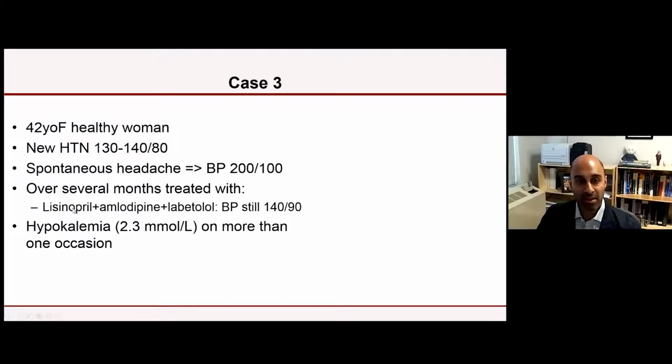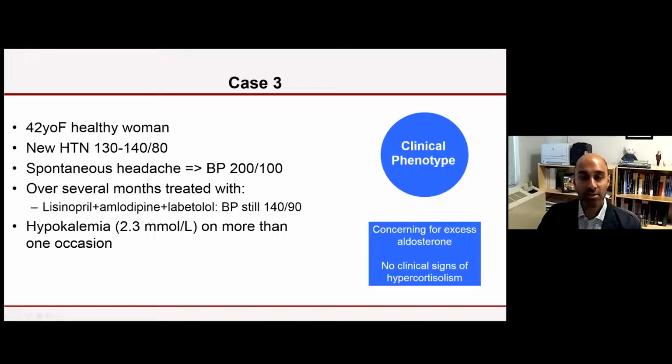And over several months, her antihypertensive regimen is escalated to lisinopril, amlodipine, labetalol, but her blood pressure is still 140 over 90. And on more than one occasion, she's had hypokalemia, pretty substantial, 2.3 millimoles per liter. So 3-drug hypertension with hypokalemia should make you concerned for a mineralocorticoid excess state, like primary aldosteronism, but also Cushing syndrome, right? Because Cushing's is hypercortisolism, which acts like a mineralocorticoid and can present with hypertension and hypokalemia, but she has no obvious signs of hypercortisolism, so it's more likely to be hyperaldosteronism.